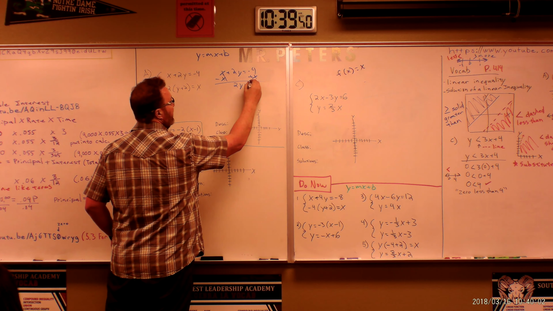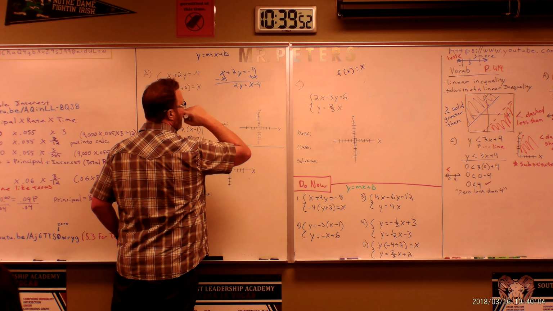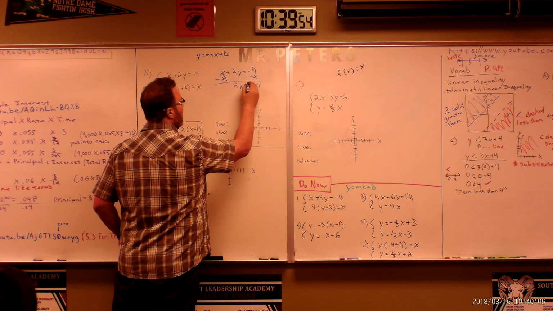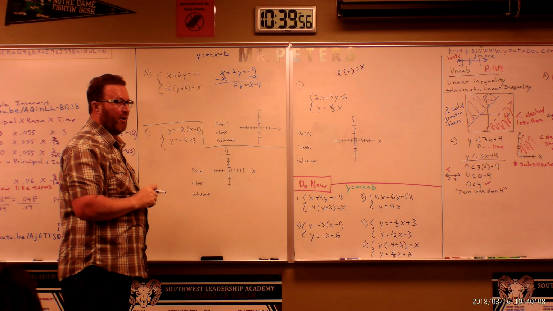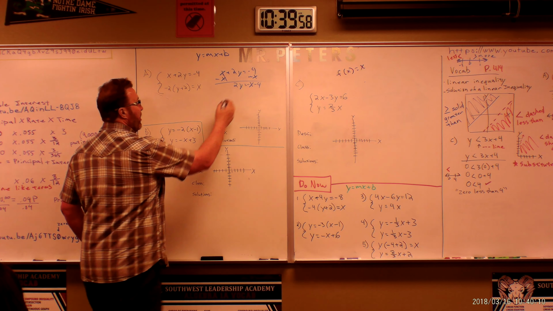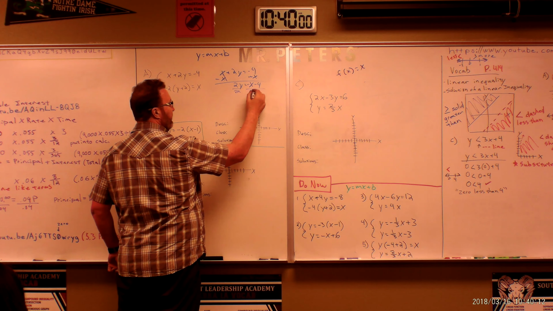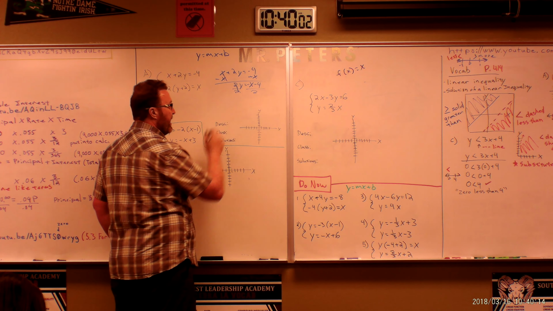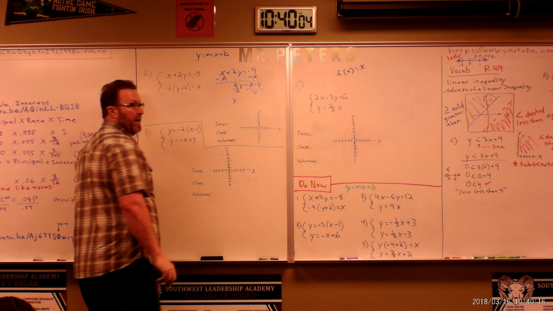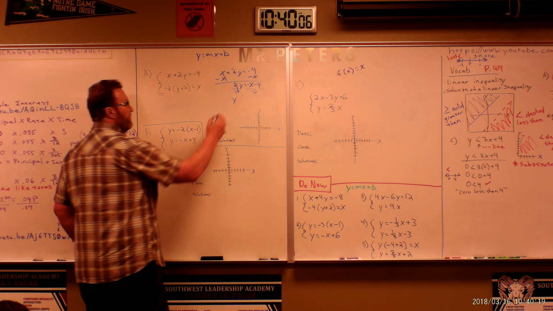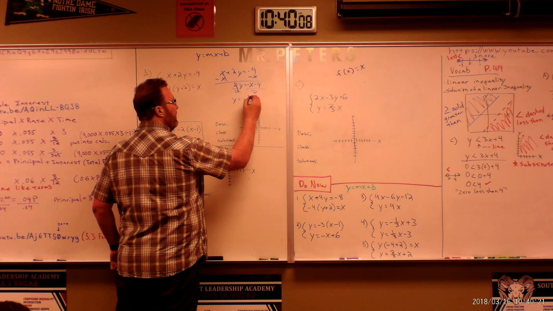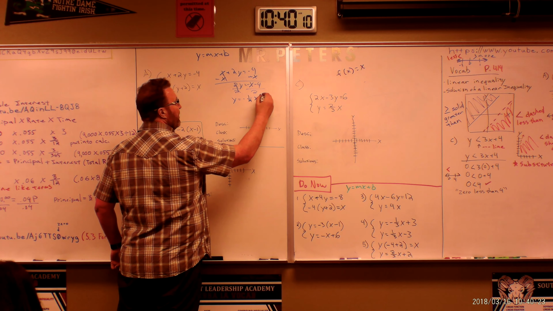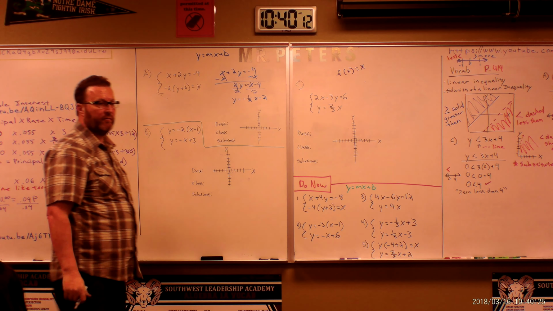2y equals -x minus 4. Divide by 2. I got a little happy on that sign right there. Divide by 2. Okay, this is typically where I see a mistake. What's in front of that x? A 1. Yes, so this becomes -1 over 2 x minus 2, right?